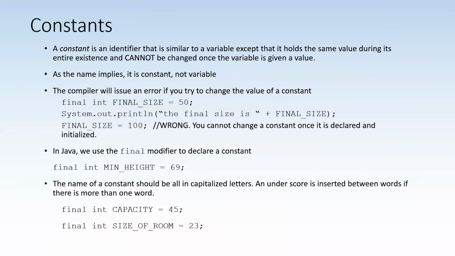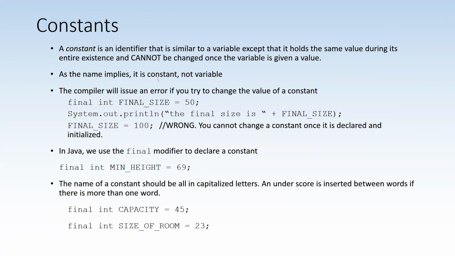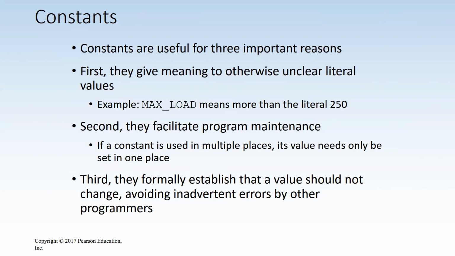If you think about this, if you don't declare this, you will just put 50 here, right? And as a reader of your code, I do not understand what that 50 is. It's simply a number. But if you put final size there, it makes your code much easier to read. It makes your meaning much easier to understand. That's what this means. First, they give meaning to otherwise unclear literal values.